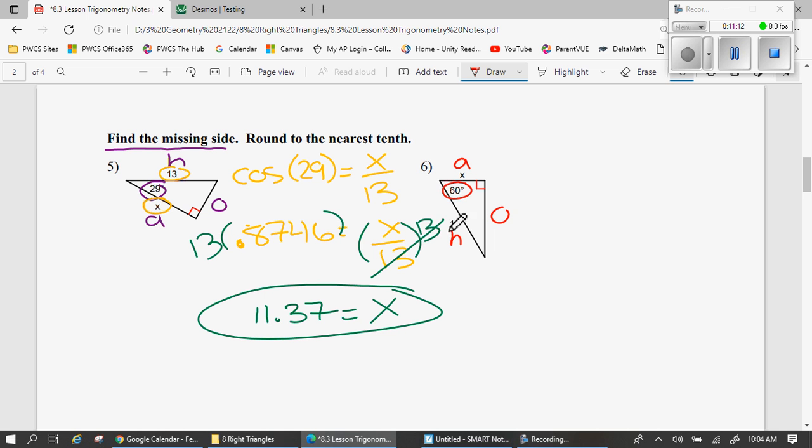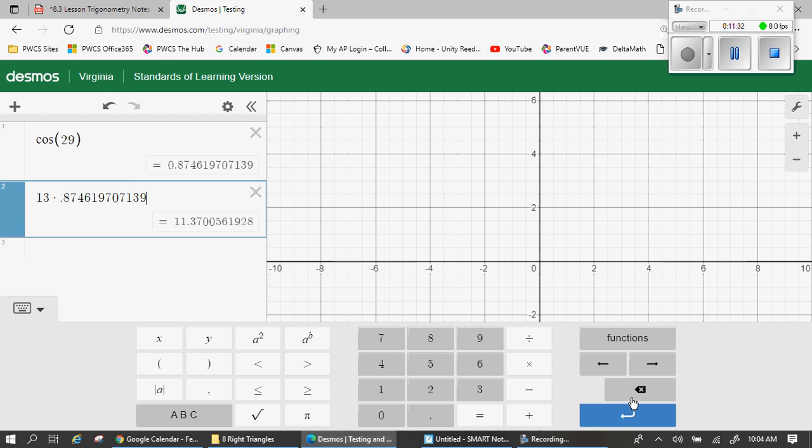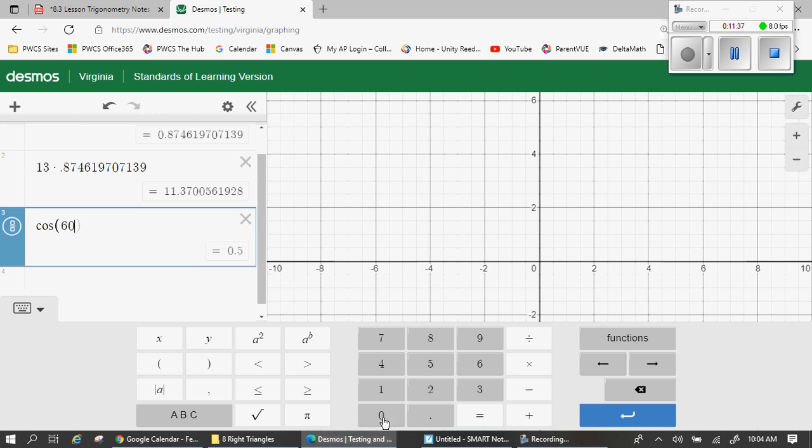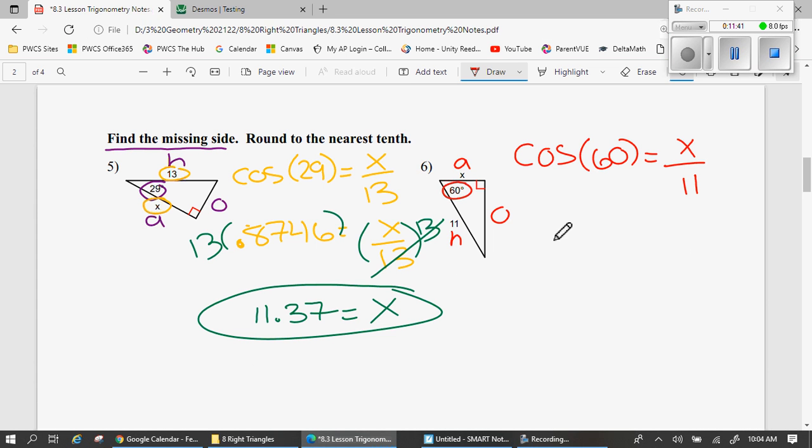So again, I'm looking to figure out the adjacent side. I know the hypotenuse. Cosine is the relationship between adjacent and hypotenuse. So I'm going to choose cosine here. Right here, we plug in the angle measure, cos 60, equals my adjacent side, x, over my hypotenuse, 11. I can go into my calculator and do cos 60, and I get 0.5. That's nice and neat.